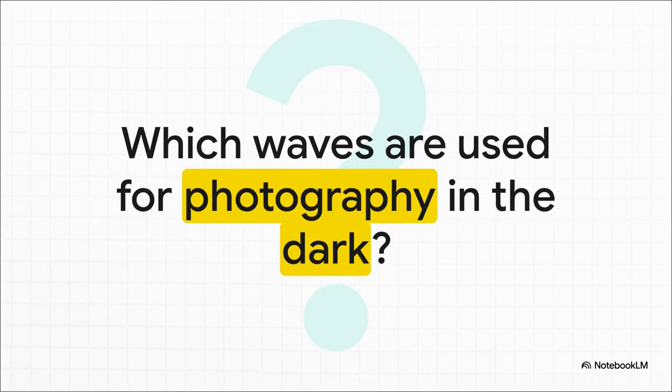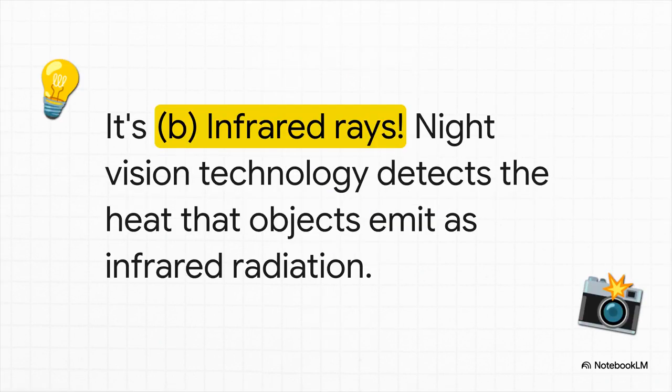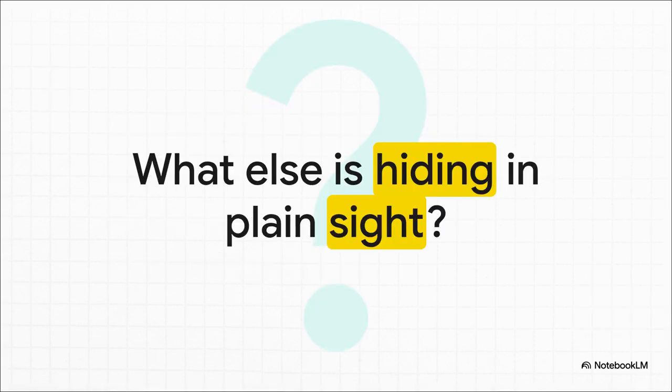Okay, one more for you. Which of these invisible waves do we use for stuff like night vision goggles or thermal cameras? You know, to take pictures when there's no visible light around. That's right, it's infrared. Any object that has heat, and that's pretty much everything, gives off infrared radiation. So night vision tech just picks up on that radiation, letting us see the heat signatures of things even when it's pitch black. And really, that just gets you thinking, doesn't it?